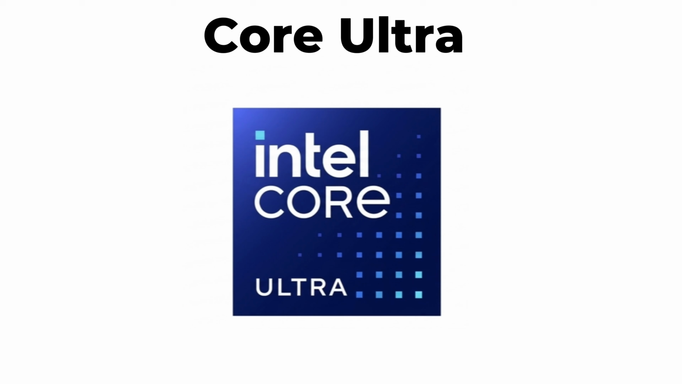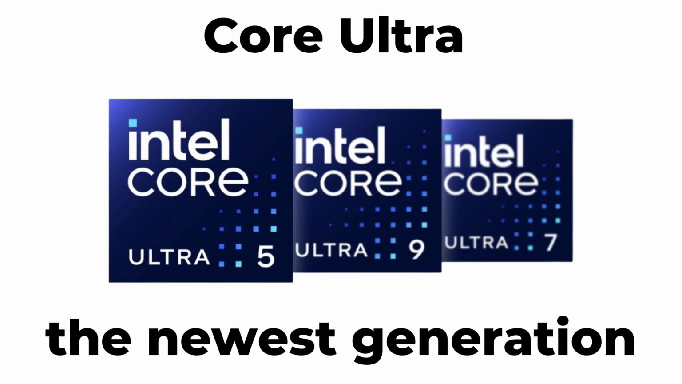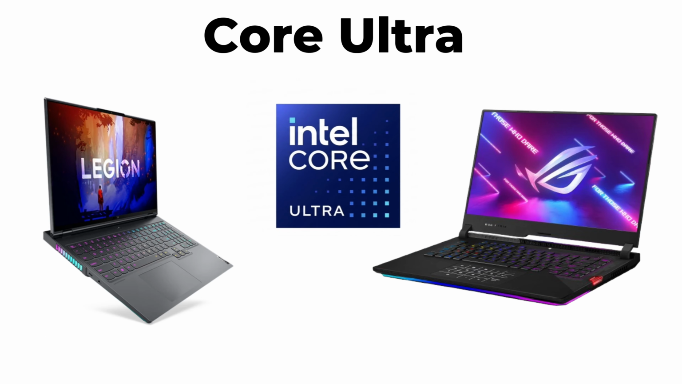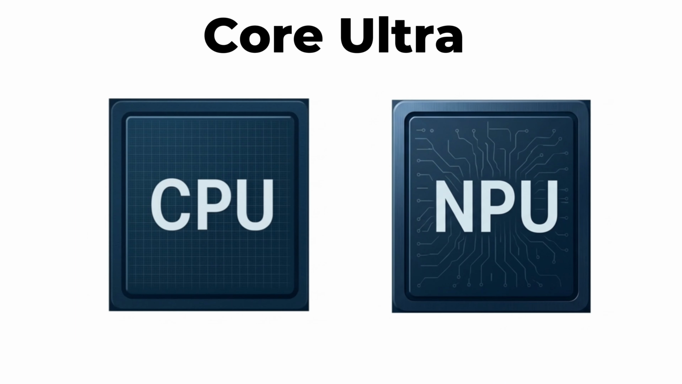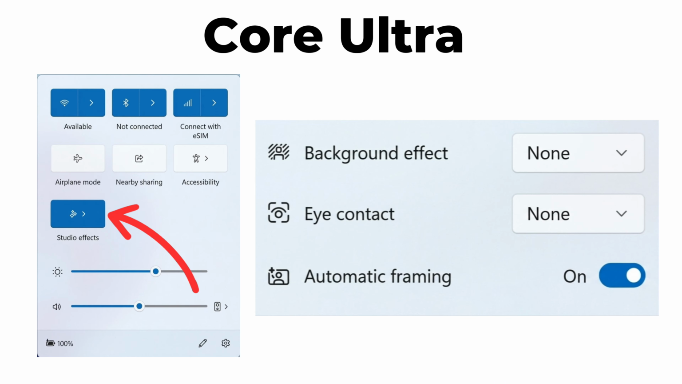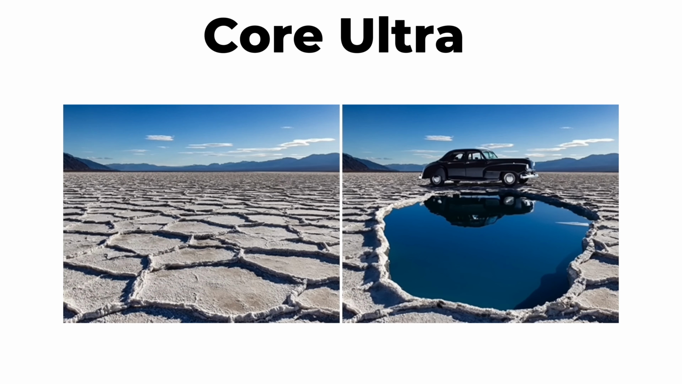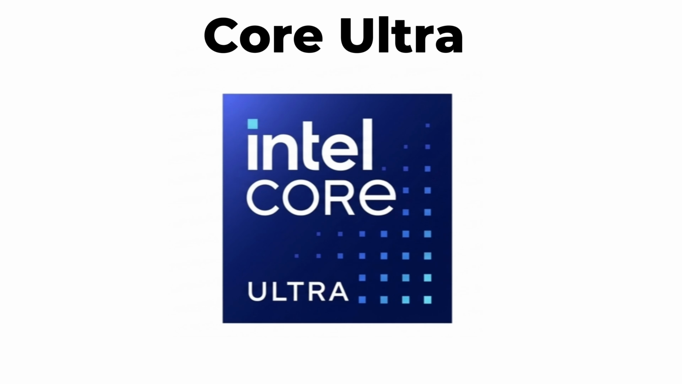Core Ultra. Intel Core Ultra is the newest generation of the Core series, found in laptops like the Asus ROG and Lenovo Legion. What makes it unique is a built-in NPU dedicated to AI tasks, so instead of burdening the CPU, the NPU handles those tasks. Real-world examples include background blur in video calls and AI generative fill in DaVinci Resolve and Photoshop, but it's really only suited for professional editors and designers.